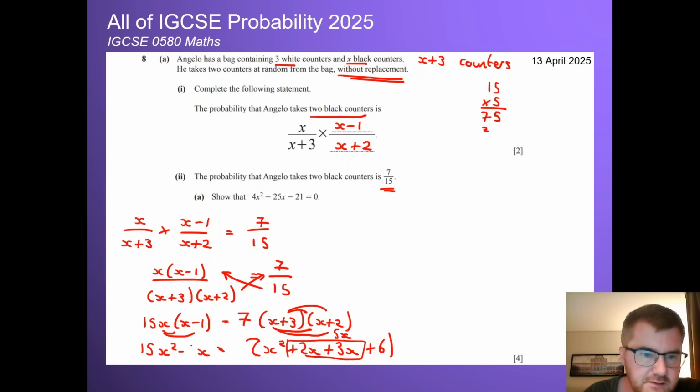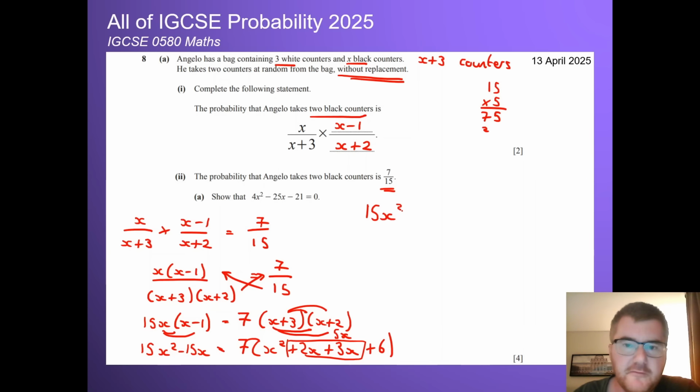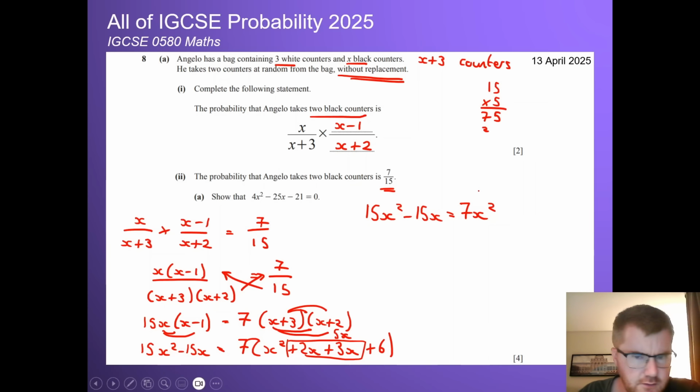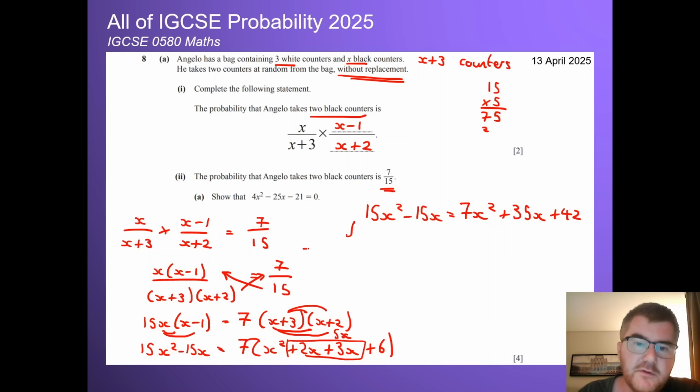So we have 15x squared, we have 15x, and we have a 7 here. Okay, so then we just keep going as we did before. So minus 15x equals 7x squared. Okay, this makes a bit more sense, I think. 7 times 5x is 35x. 7 times 6 is 42. Okay, these numbers make more sense.